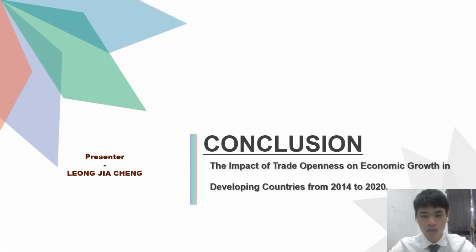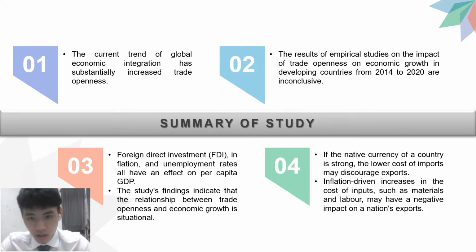Hi everyone, my name is Leon, the presenter for the conclusion. In conclusion, the current trend of global economic integration has substantially increased trade openness. The results of the empirical study on the impact of trade openness on economic growth in developing countries from 2014 to 2020 are inconclusive. Based on the results of the regression models, OLS, peak effect model, two-step difference GMM, and two-step system GMM, we can conclude that there is a positive and substantial association between trade openness and GDP per capita, or economic growth. Foreign direct investment, FDI, inflation and unemployment rate all have an effect on per capita GDP.